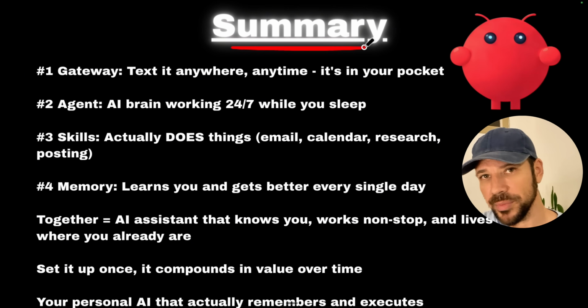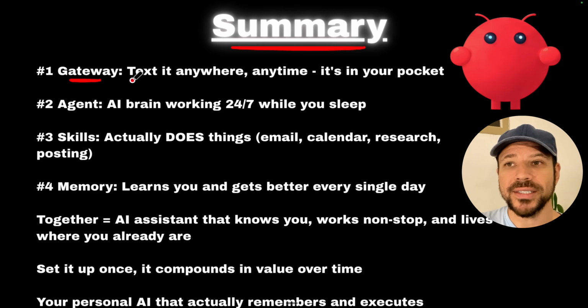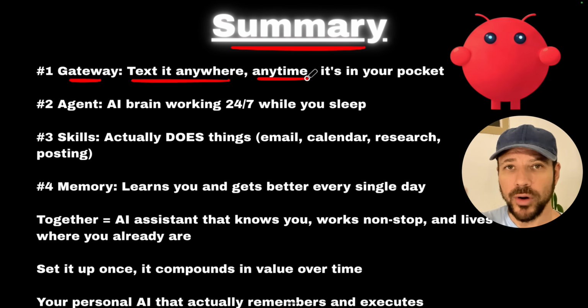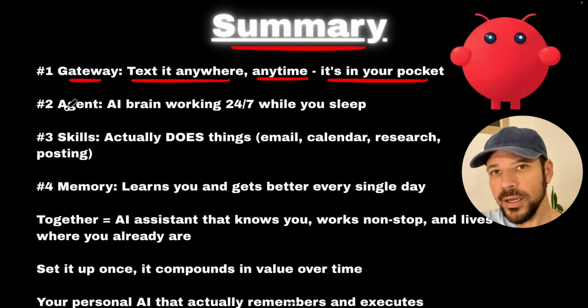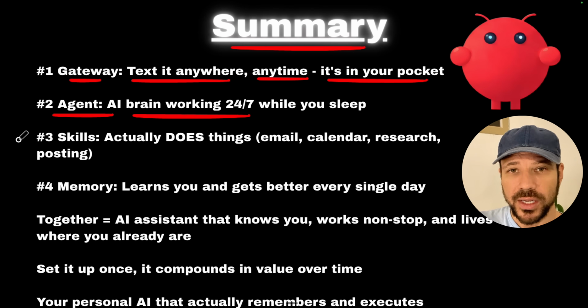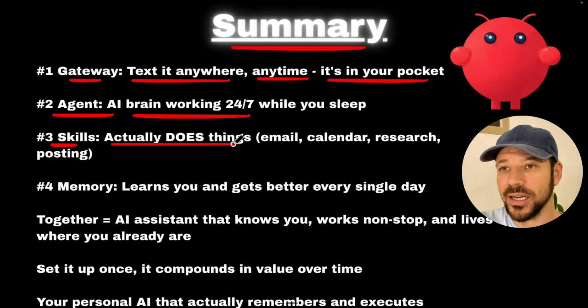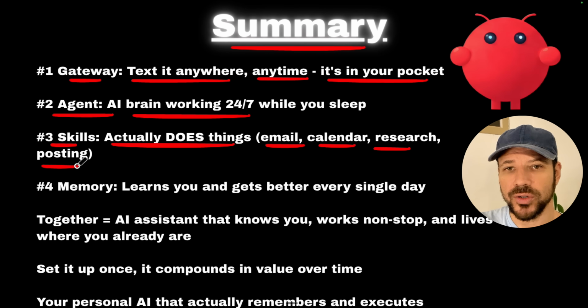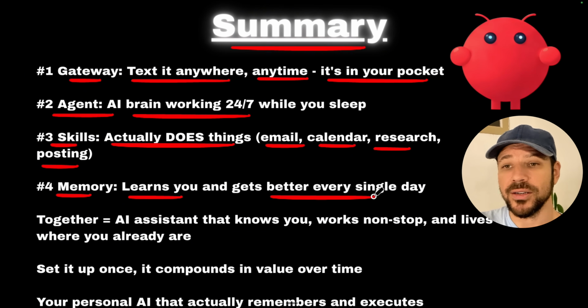Let's summarize it up a little bit. So the gateway, you can text it anywhere, anytime. Telegram, WhatsApp, Discord, iMessage, always in your pocket. The agent is the AI brain working 24/7 even while you sleep. The skills part, it actually does things for you, like email, calendar, research, posting, etc., etc. Anything that a human can do, ClawdBot can do. Memory, it learns you and gets better every single day, just like AGI does.